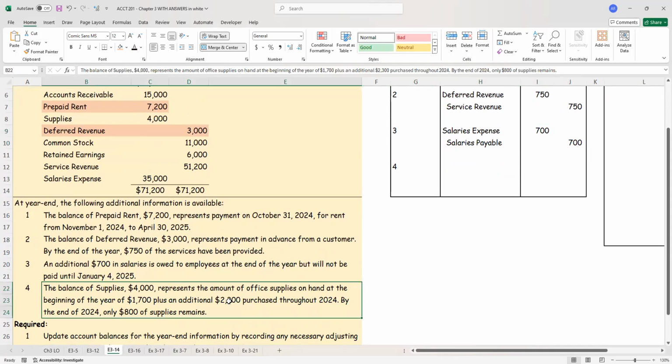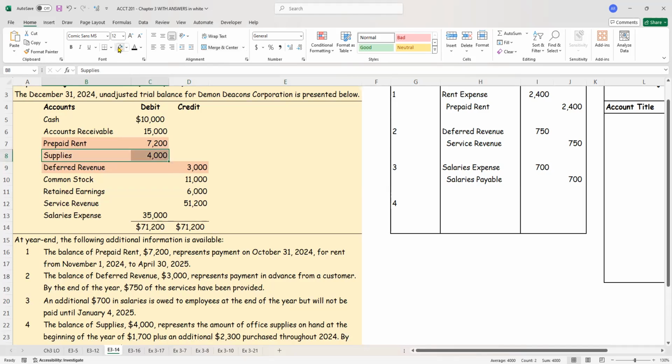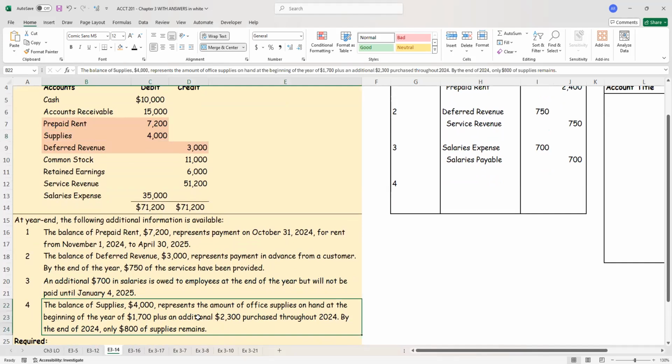The last one is the balance of supplies. We did have supplies over here. We had supplies of $4,000. This represents the amount of office supplies on hand at the beginning of the year, plus, sorry, we had 1,700 at the beginning of the year, plus we purchased 2,300, giving you a total of 4,000. Of this amount, only 800 remains with us.